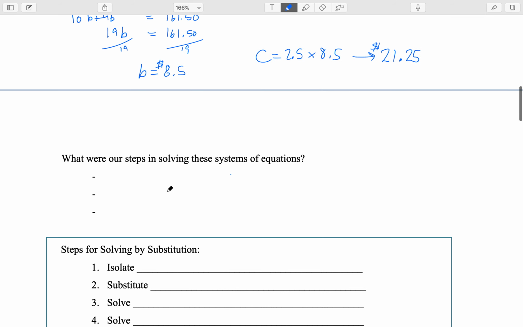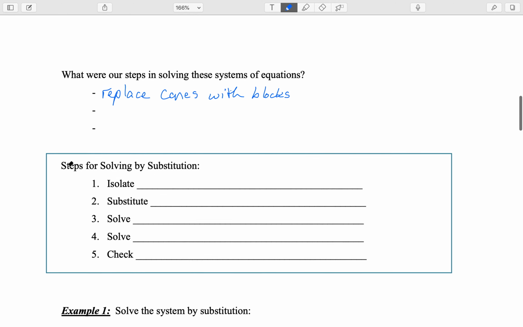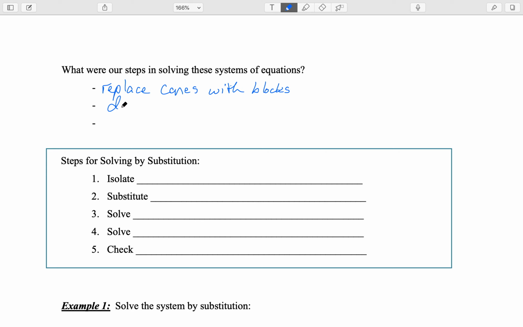So what did we do? What were the steps that we did here? The first thing we did was replace the cones with blocks. And then I divided to solve for the blocks. Then once I figured out how much the blocks were, I used the result to solve for cones. And then I went and solved for cones.